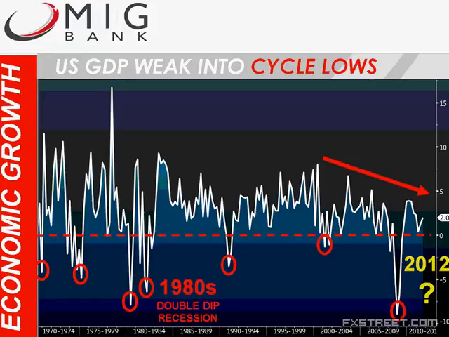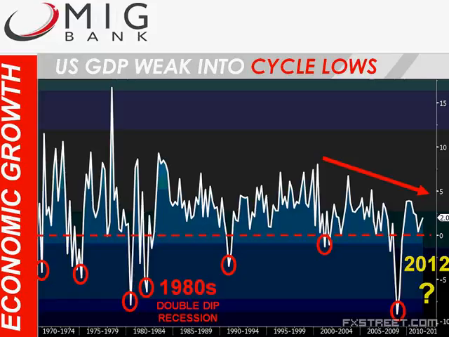And so what that means is, for some time now, US GDP and European GDP has been weakening and is more than likely to mean revert back into negative territory below 0%.